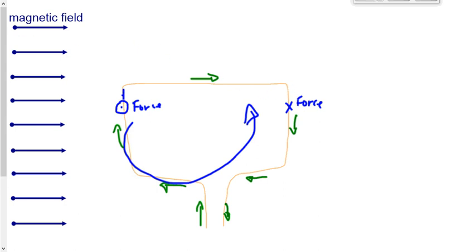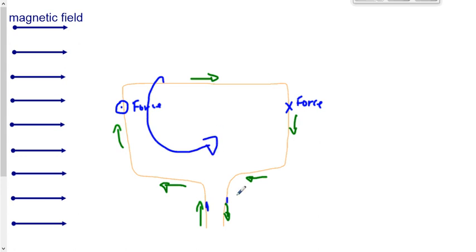When that happens, let me erase some of this stuff. When that happens, then that means that this is over here and so on. What happens is once it gets past that point, then it's going to want to come right back because effectively the current has flipped. So that's why you need a device called a commutator. Once this thing rotates past 90 degrees, the current is going to want to flip and rotate. So every single time this makes half a turn, the commutator needs to switch the current.